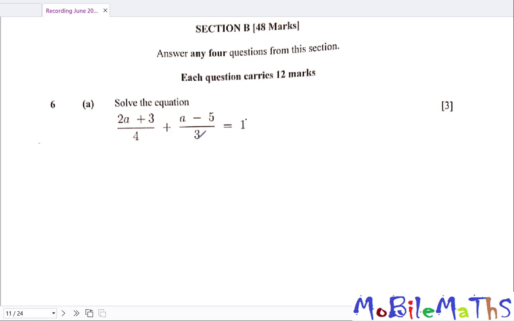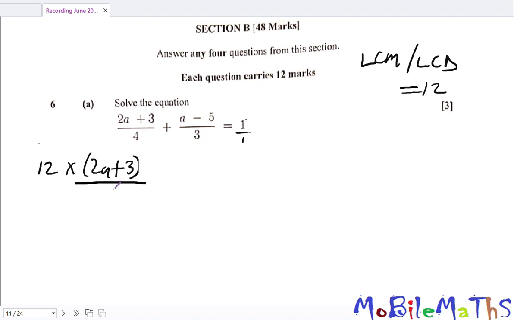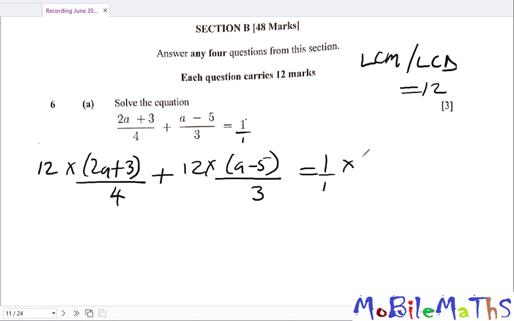you see, we have got a 4, a 3, and this one we can assume we have got over 1. So you find the lowest common multiple or lowest common denominator of all of these numbers. In my case, it's going to be 12. So I'll multiply each term by 12. So I'll say 12 by (2a plus 3) divided by 4, then plus 12 by (a minus 5) over 3, is equal to 1 over 1 times 12 again.